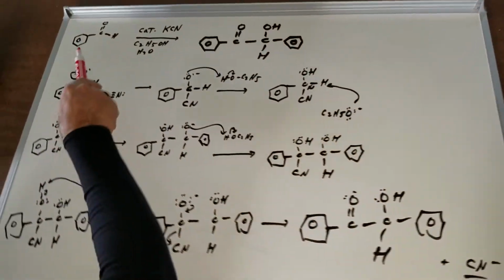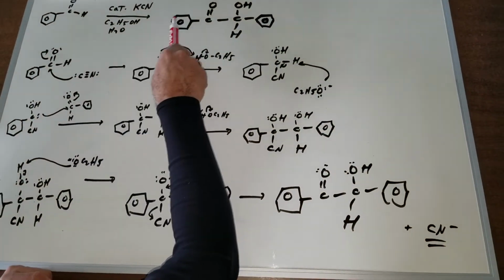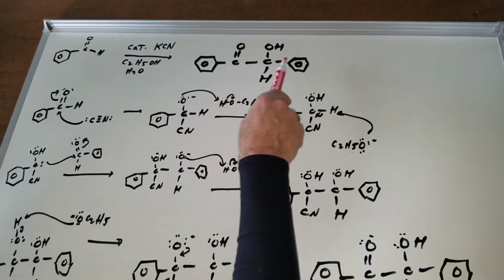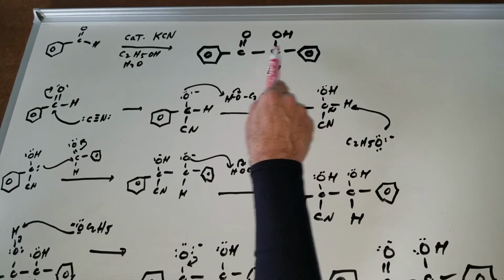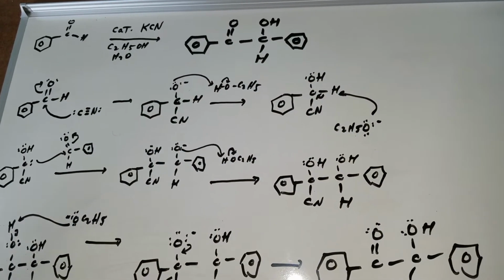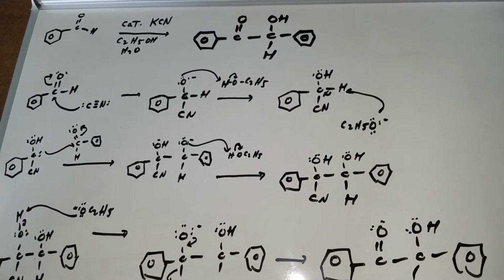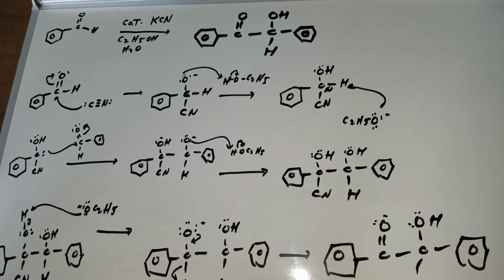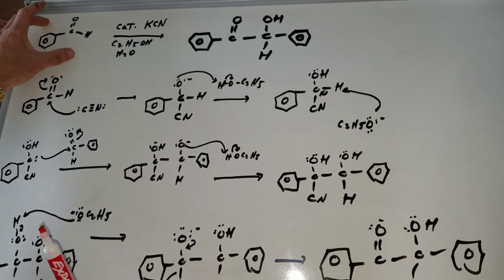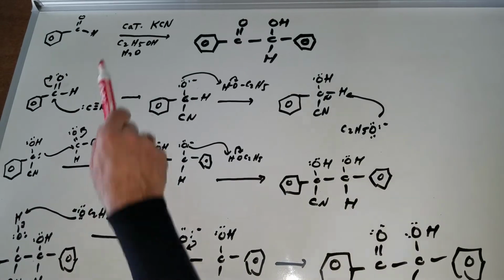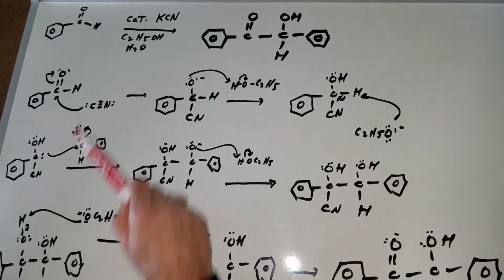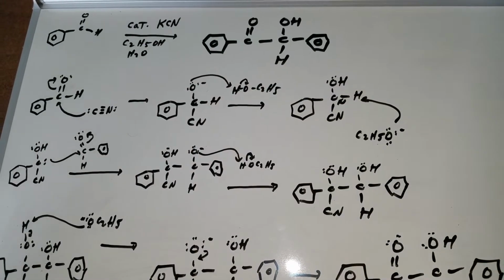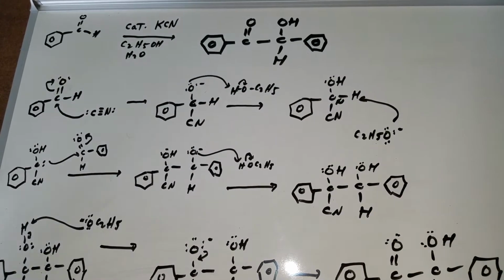In this reaction, I'm taking a single molecule and I'm literally doubling it. As you can see, a phenyl and a carbon on both sides. So what I've done is a reaction called a condensation reaction. I'm going to condense 2 moles of this. I'm going to use catalytic potassium cyanide, ethanol, and water. Both of these, I'm hoping you remembered, are good polar protic solvents.